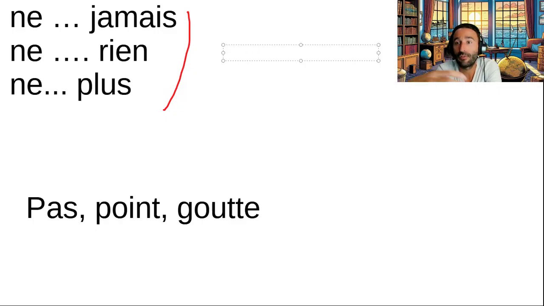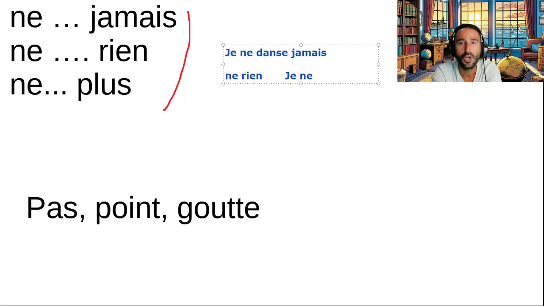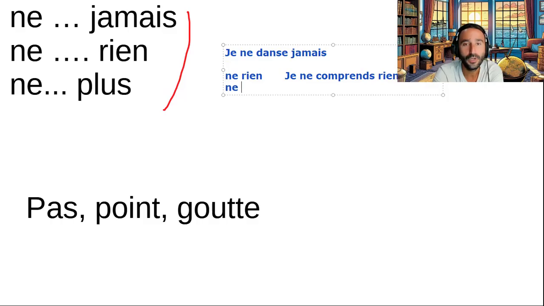But as in English, we have other kinds of negation. For example, ne jamais, it's like never. Okay? For example, je ne danse jamais. I never dance. Ne rien means nothing. For example, je ne comprends rien. I understand nothing. And ne plus is like no more.